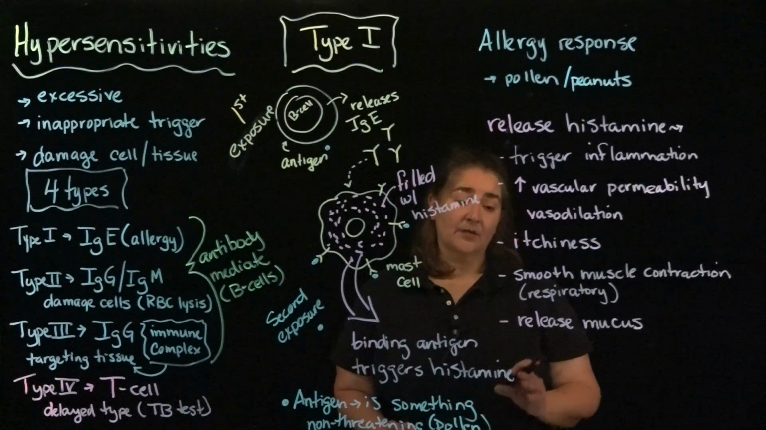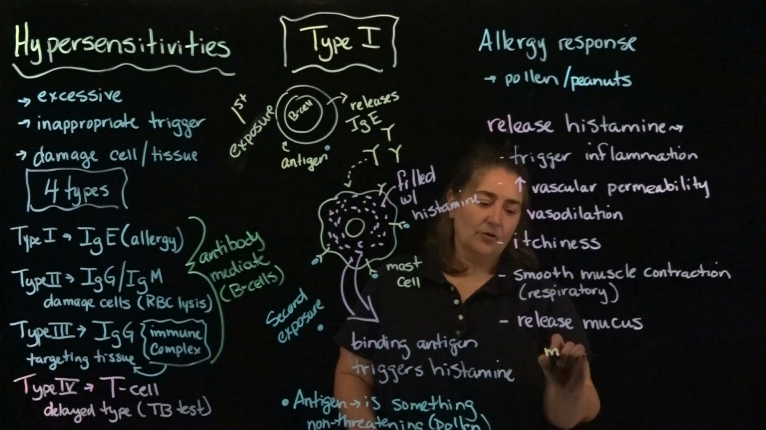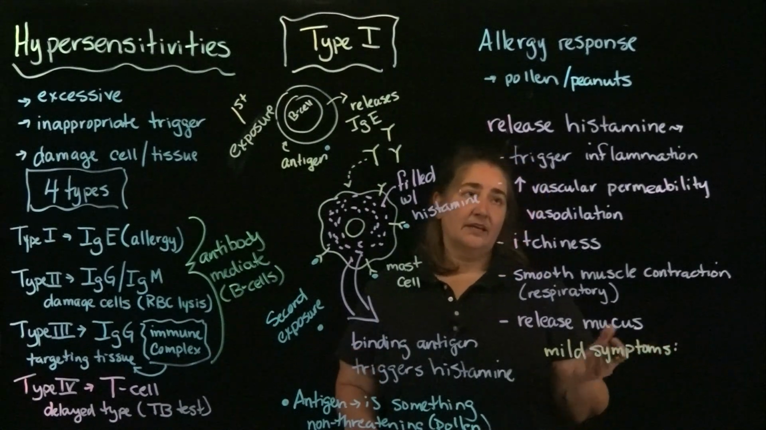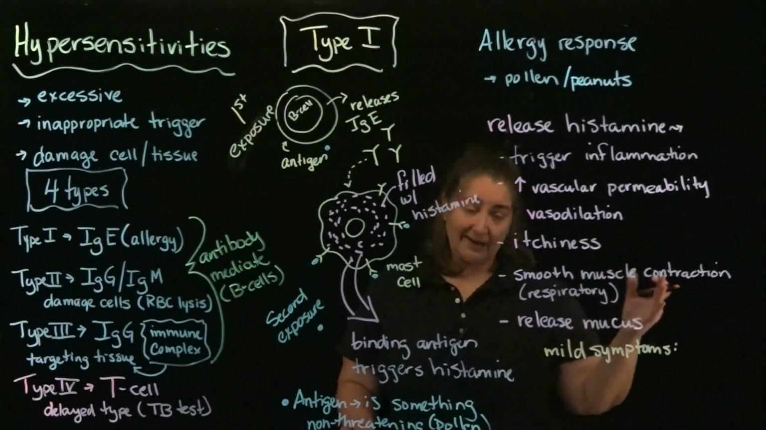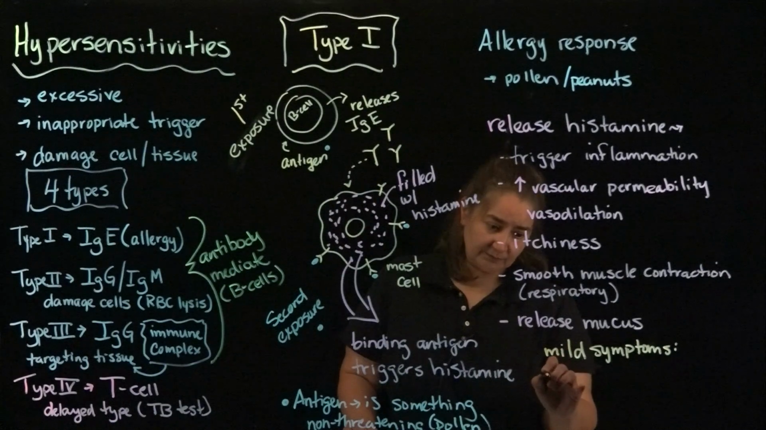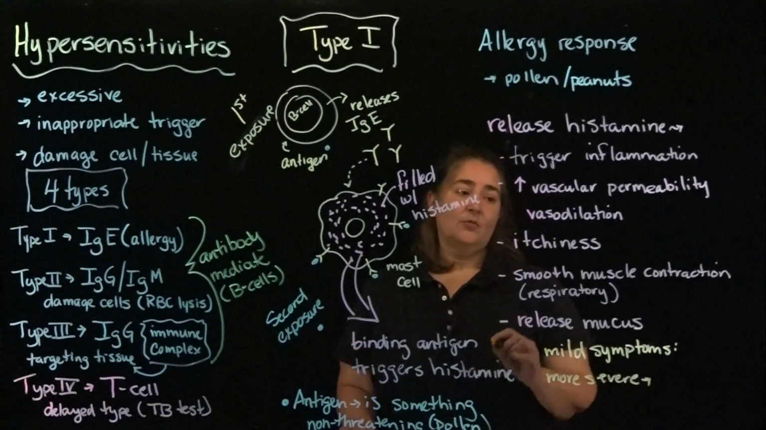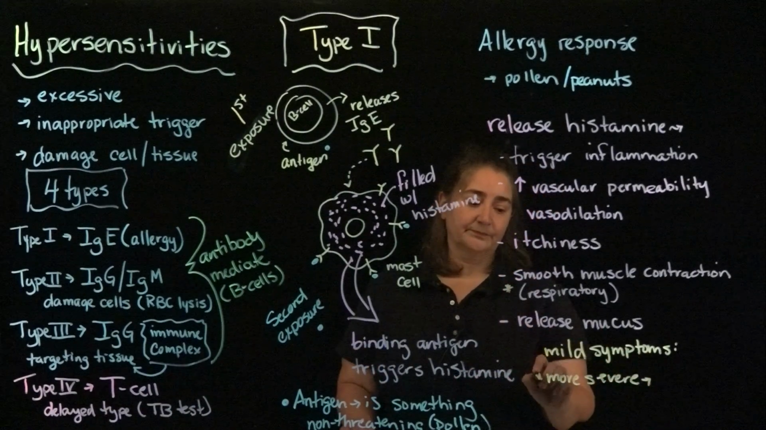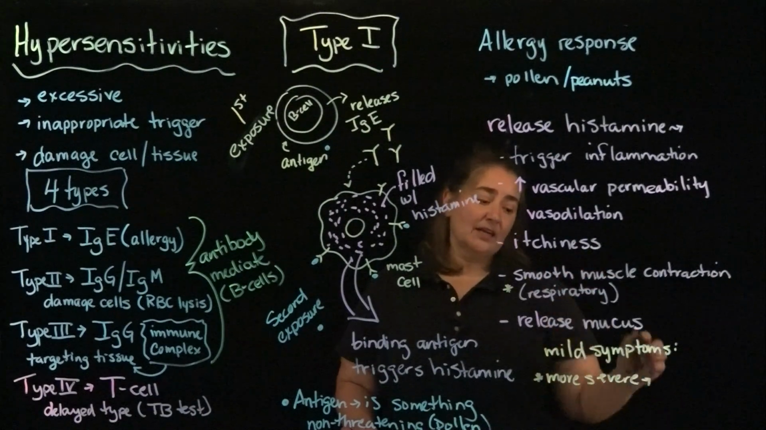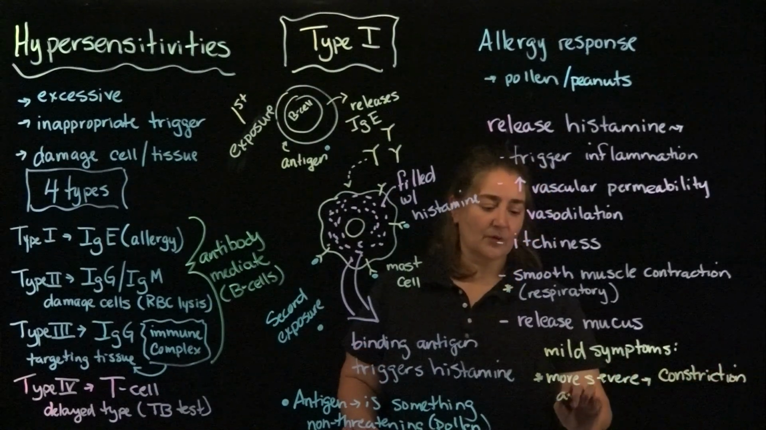So with our type 1 hypersensitivity, let me switch colors here. We can have mild symptoms like the itchiness, okay, hives, congestion, or you can go more severe with things like the smooth muscle, right? And that can lead to constriction, let me just put that in, constriction of the airway.